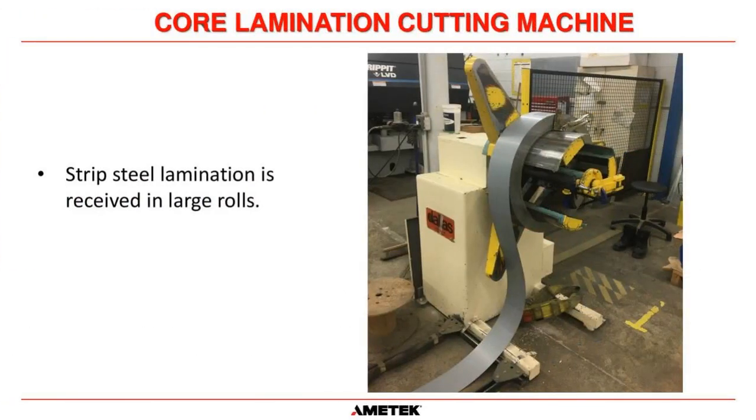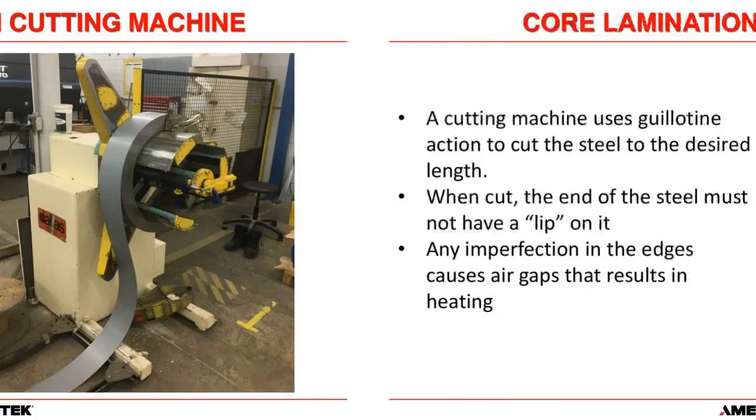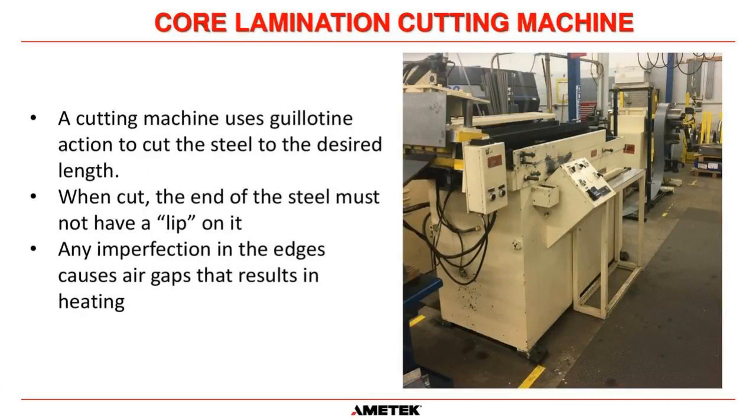Here is the strip steel on a roll. That's how we receive it. Now, this roll is almost empty at this point. The roll is considerably larger than that when it first comes in, so there's been a lot of steel taken off of this one right here. It goes to the cutting machine shown right here.